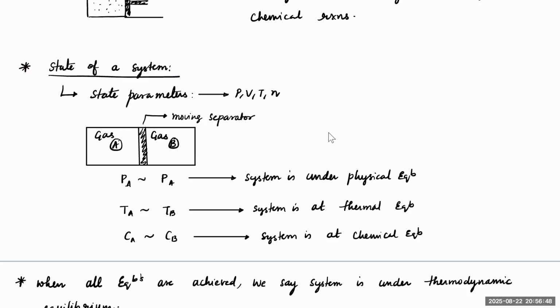For example, if it is a liquid state, solid state, or gaseous state, it is all defined on the basis of these four parameters, which include pressure, volume, temperature, and number of moles. Got it?